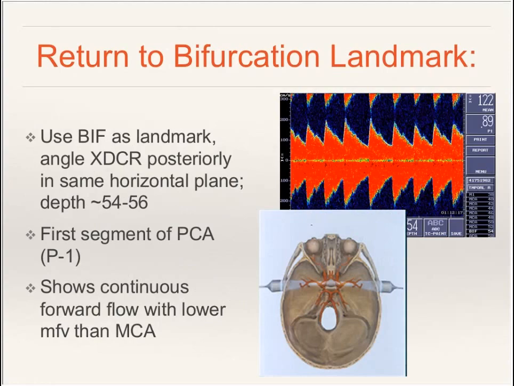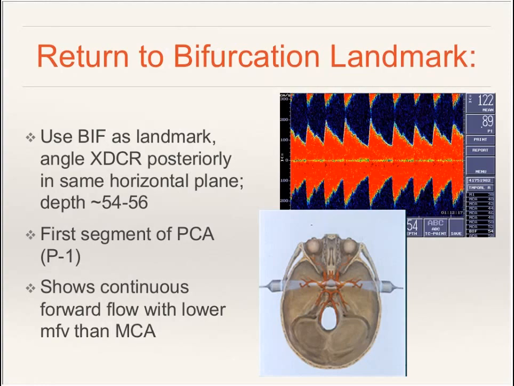And then you angle the transducer posteriorly in the same horizontal plane at the depth of about 54 to 56, similar to the bifurcation, and you will find the first segment of the posterior cerebral artery, or the P1 segment. Now, this is the segment that arises from the basilar artery, and it's the segment between the origin from the basilar and the posterior communicating artery.